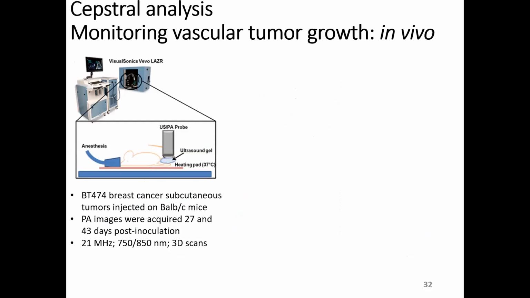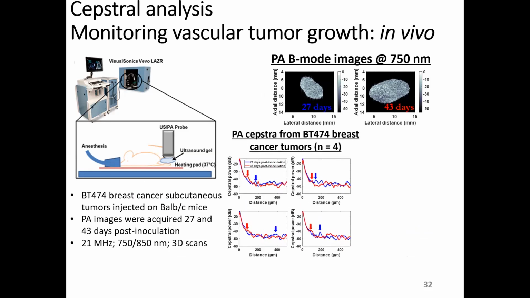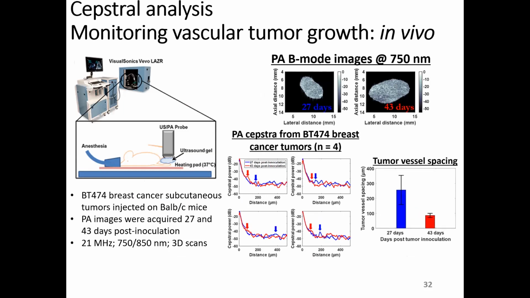So we performed some preliminary experiments. This is still ongoing work where we inoculated these tumors and we watched them grow and imaged their vasculature at 27 and 43 days post-inoculation. And if we look at the Cepstral results for each of these animals, what we observe is a drop in the location of that Cepstral peak as a function of time.